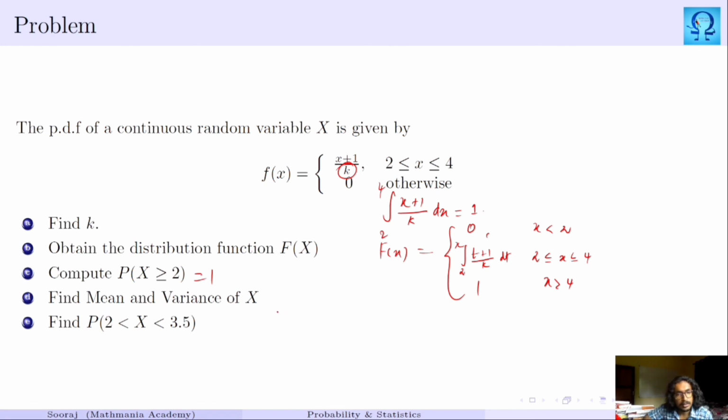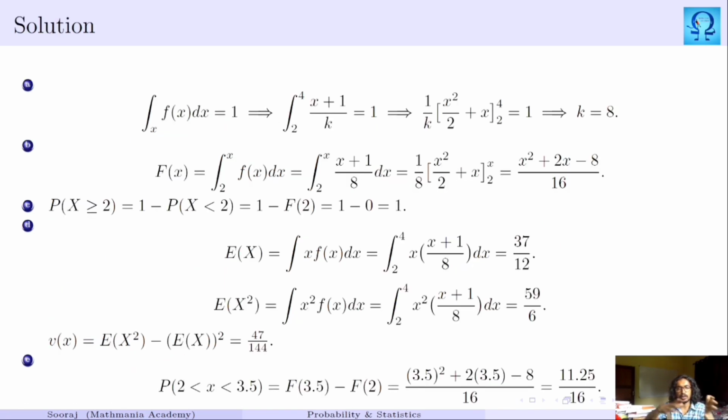Mean and variance: how do you do it? Integral of x times (x plus 1 upon k) from 2 to 4 dx. This gives you the mean. Likewise, just do it with x square and substitute in the formula, and you will get the variance. To calculate this probability, it is from 2 to 3.5. You will have to integrate it. That's it. If you calculate, you would get some values of this form. That's it. Thank you.